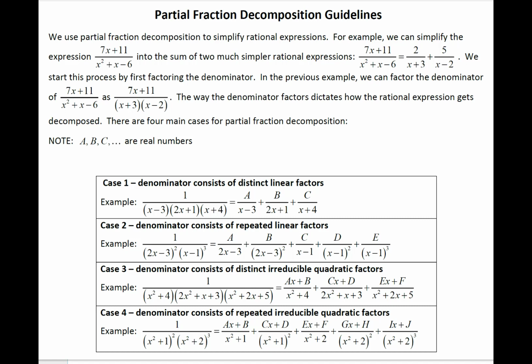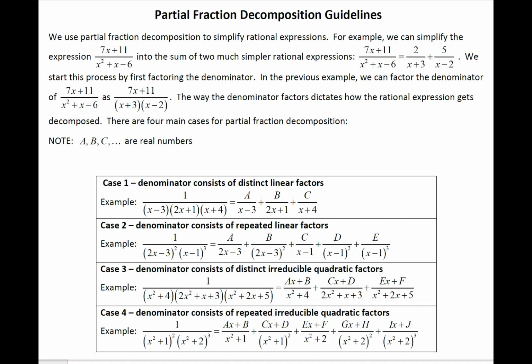In case 3, we have irreducible quadratic factors. And you can see how each of those splits apart. In the numerator of each irreducible quadratic factor, instead of having just a single number, we have a linear expression like ax plus b or cx plus d. In case 4, we have repeated irreducible quadratic factors. And again, you can see when they split those up, they split up as linear expressions, ax plus b, and so on.